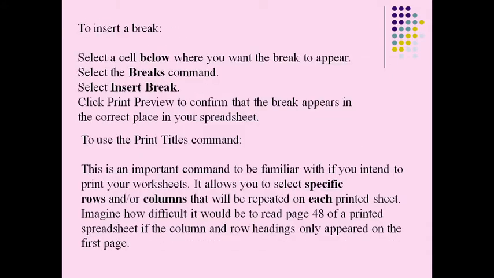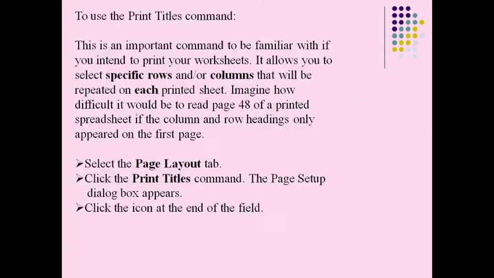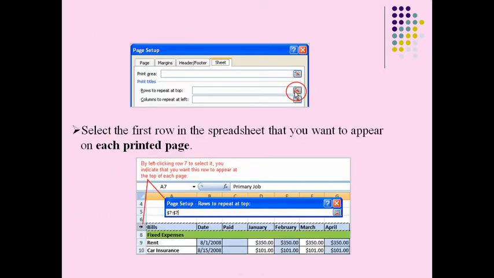I'll share the application and show you practically how this will be affected. Click the icon at the end of the field. Okay, students, so this is what you have: page setup sheet. Select the first row in the spreadsheet that you want to appear on each printed page. You have to select the first row in the spreadsheet that you want to appear on each printed page.